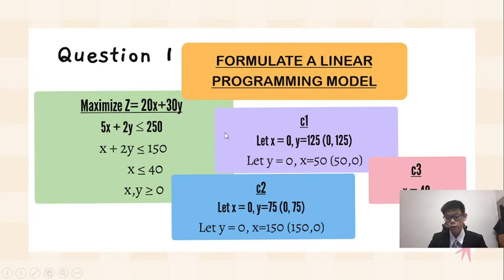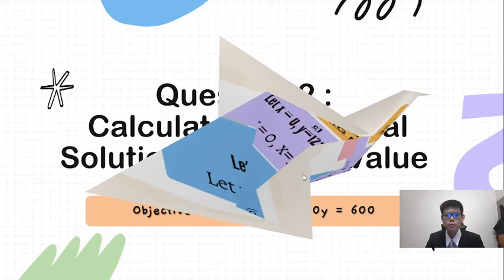This formula applies to all of the equations we use today. For constraint 2, same method. If x is 0, 2 moves to the other side, so 150 divided by 2 equals 75. When y equals 0, then x automatically becomes 150. And x equal to 40 for constraint 3, there's no problem.